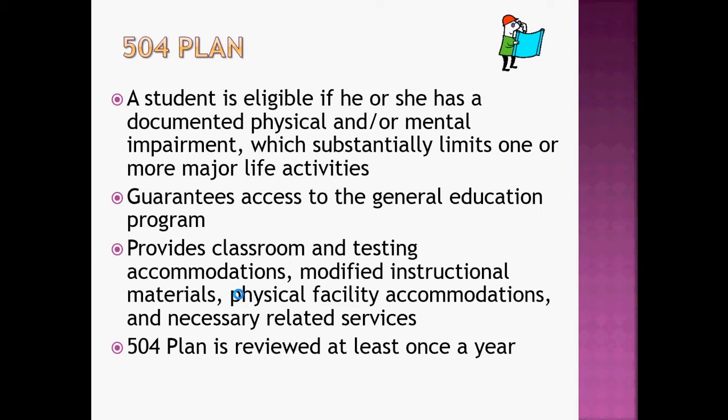Another plan that can be created at the SST level is a 504 plan. Students eligible for this plan have a documented impairment. Often we need a diagnosis or documentation from a child's doctor. Students with diabetes, ADHD, or a physical impairment will often have a 504 plan. These students still receive the general education curriculum, but are guaranteed various accommodations and interventions that are also implemented during statewide testing. 504 plans are reviewed yearly and change as needed.